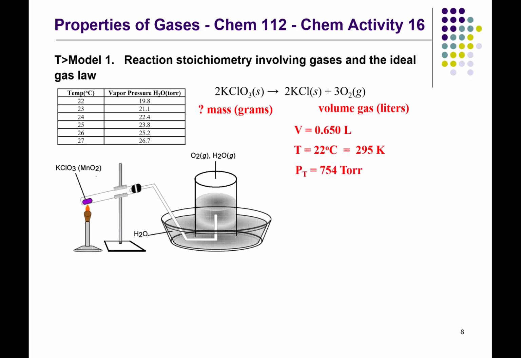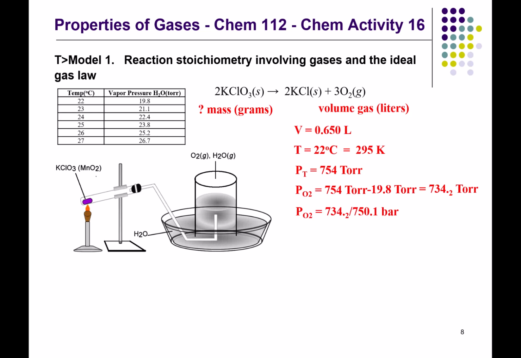The total pressure in this container is 754 torr, and it's often fairly easy to measure the total pressure. Therefore, understanding the effect of partial pressures, and that water is contributing a certain portion of that 754, we can calculate the pressure due to oxygen gas alone. The pressure due to oxygen gas alone will be 754 torr minus this 19.8 torr, which gives us 734.2 torr.